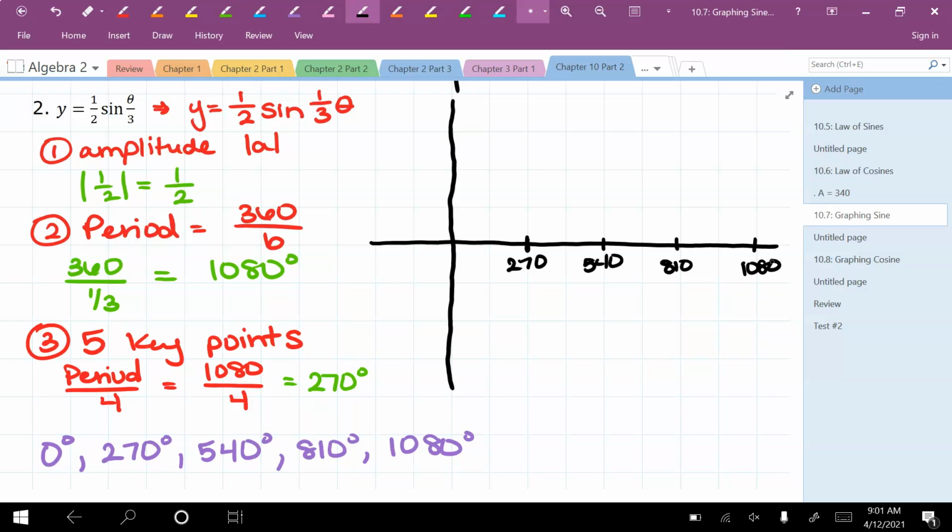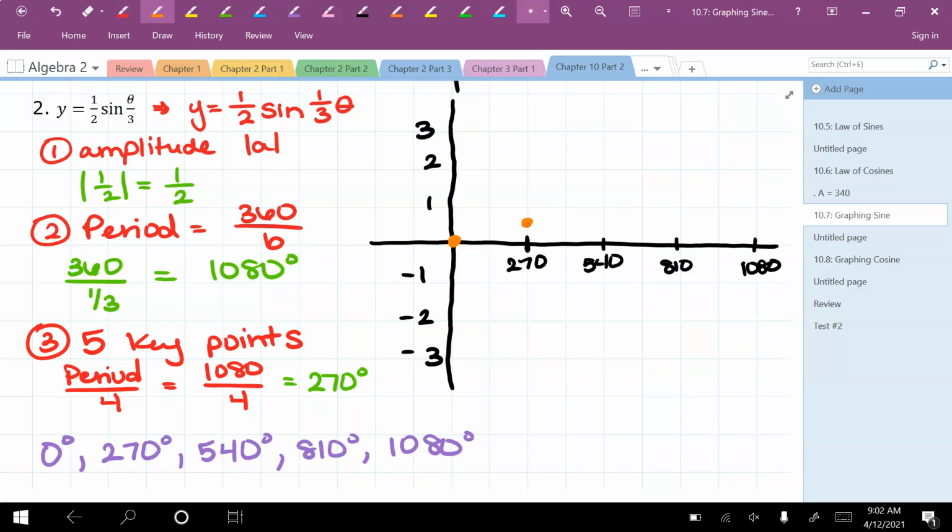Okay? Now, I'm doing 1, 2, 3, -1, -2, -3 on that y-axis. My amplitude for this one is only 1/2. We're still going to start at that 0, 0 point, but at 270, I'm only going up 1/2. That half tells us how far up and how far down from the middle of the graph we go. So because it's 1/2, we're going to have to estimate where we think that is. It's going to be between 0 and 1. Okay? So there's the first point.